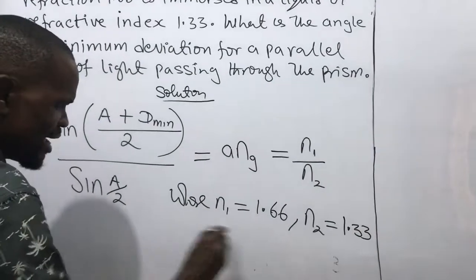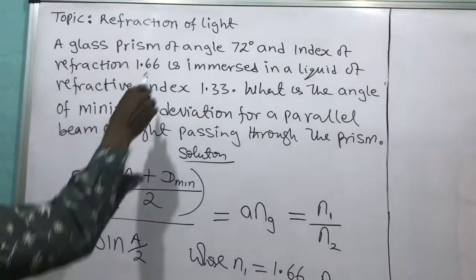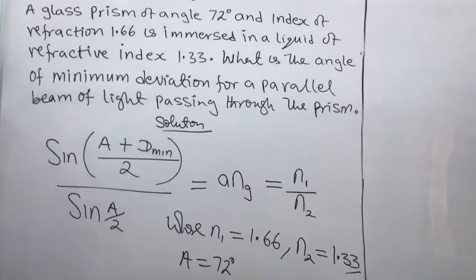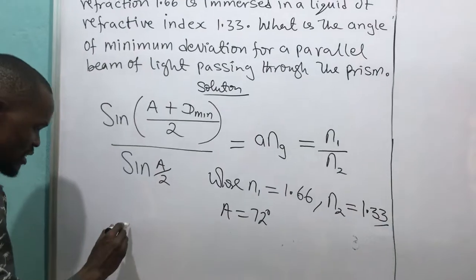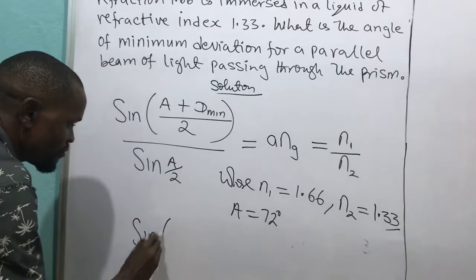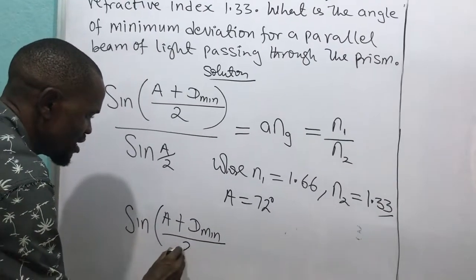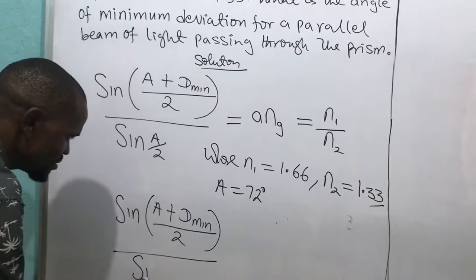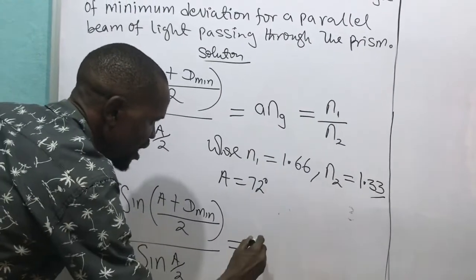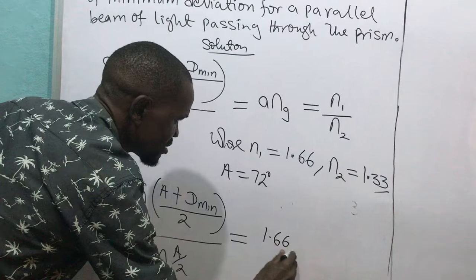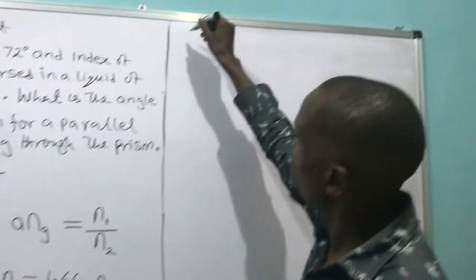Therefore, I have my A to be 72. That's the angle of the prism. I'm going to state it here clearly for you to understand properly. Then I have sine of A plus angle of minimum deviation divided by 2, all over sine of A over 2, is equal to 1.66 all over 1.33.